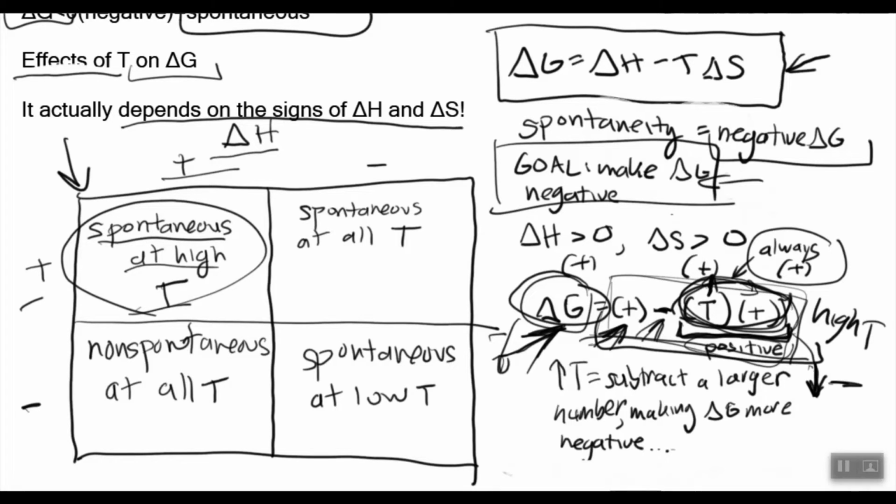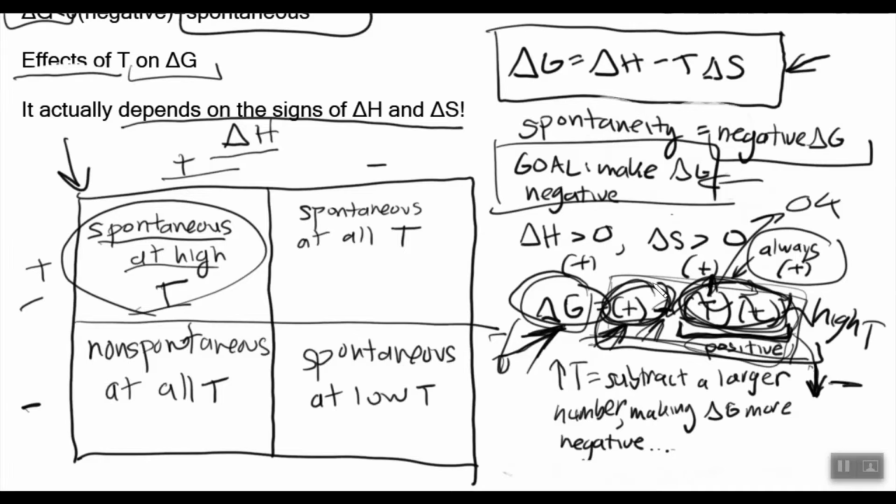ΔG. Now what about at low temperatures? Well, at low temperatures, it won't be as spontaneous, and it might not even be spontaneous at all. And that's because if we assume T is 0 Kelvin, then this entire term just disappears, and we're left with a positive ΔH. And guess what?